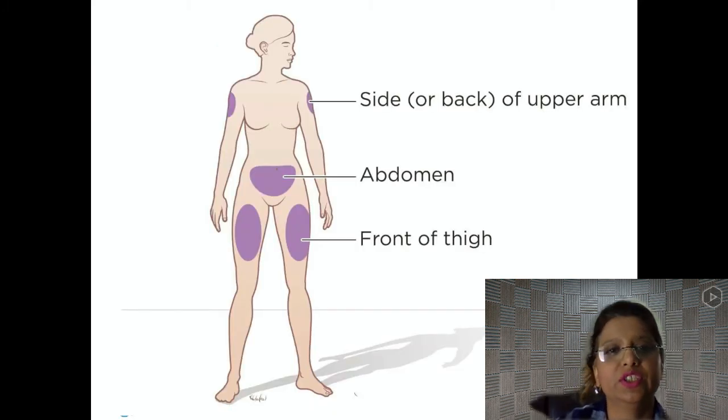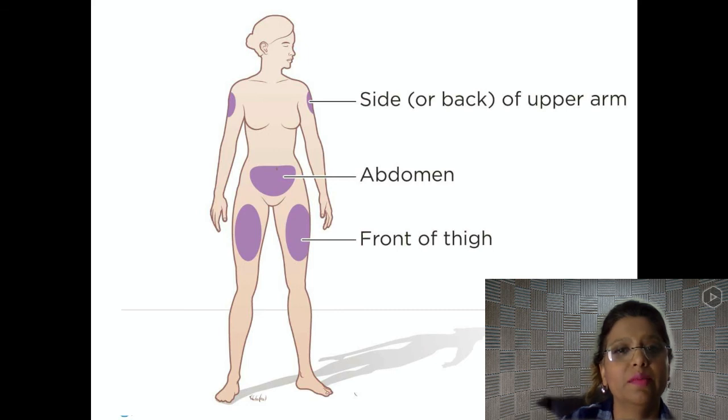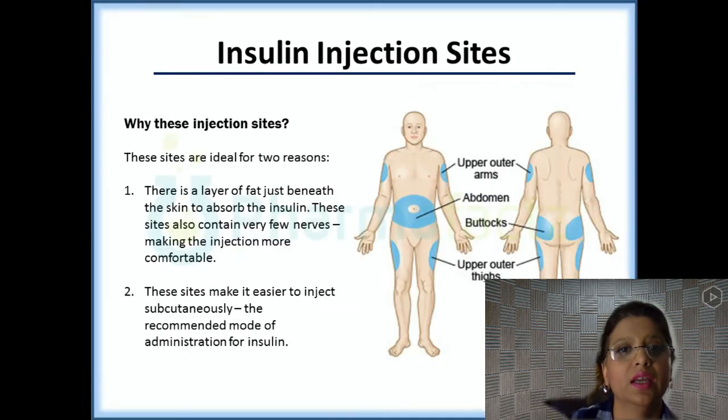Now, this is a picture which I chose just to show you. These are the areas where we give insulin: on the arm, on the belly, or in the front of the thigh. Insulin injections could be given on all of these sites.